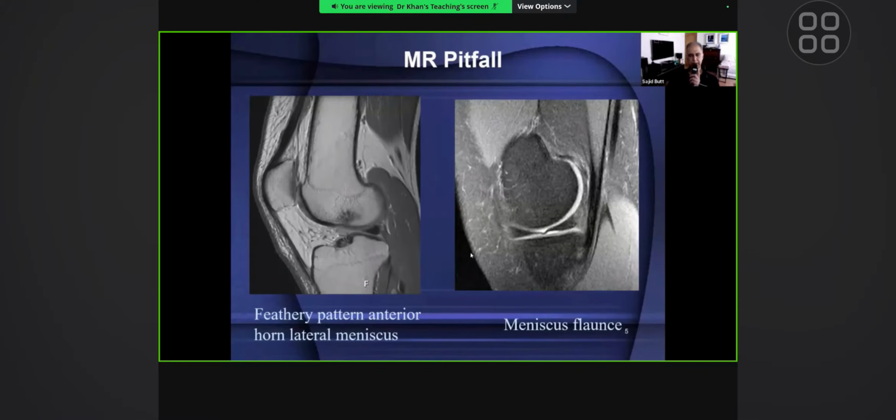The second normal variant that you need to be aware of, or a pitfall of imaging, I should say, is the phenomenon of meniscal flounce. That's a normal finding, and you can tend to see it in both the medial and the lateral menisci. And the meniscus just looks a little wavy in appearance and contour. So that's a normal finding.